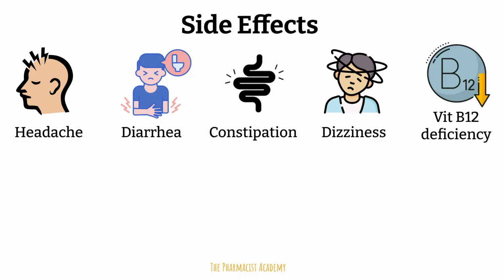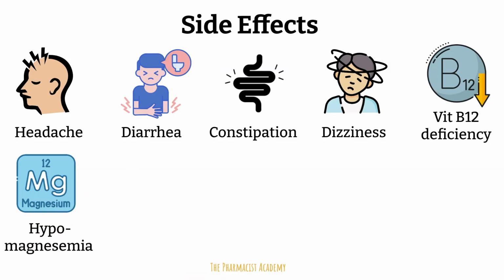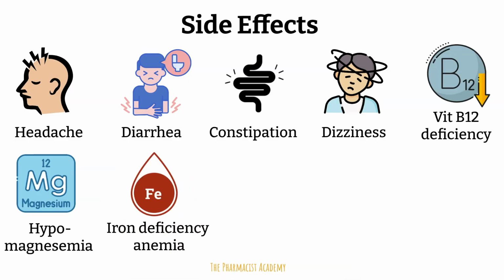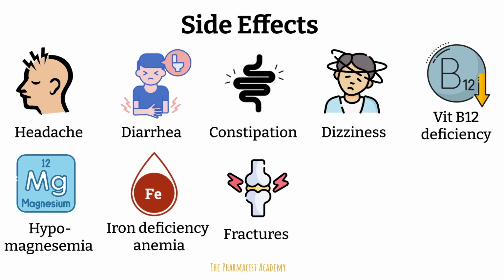B12 deficiencies may be seen because gastric acid is needed to release B12 from food. And this is seen in H2 blockers and PPIs, but is more common with the PPIs. Hypomagnesemia is due to reduced absorption in the intestines, again more common with the PPIs. Iron deficiency because acid is needed to reduce Fe3+ or ferric iron to Fe2+ or ferrous iron for absorption. Increased risk of fractures because there will be a decrease in calcium absorption due to the low acid, leading to impaired bone mineralization, again seen in both but more prominent with chronic PPI use.